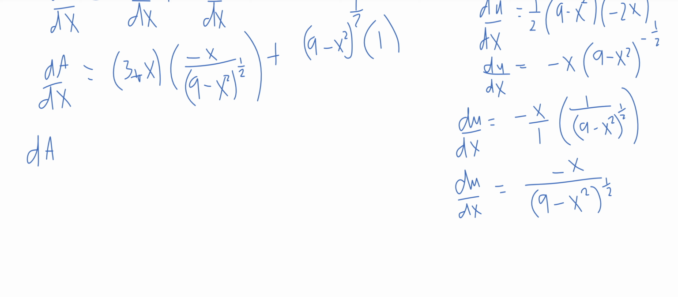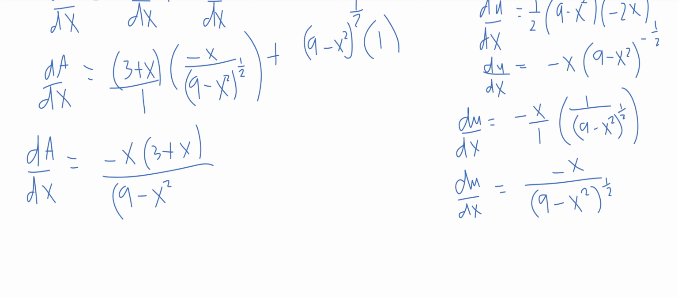So dA by dx equals, I'll just make that a little bit neater. Three plus x, so I'll change this to 3 plus x over 1. And then you just use the rules for multiplying fractions, top times top over bottom times bottom. So minus x times 3 plus x over 1 times 9 minus x squared to the half, plus 9 minus x squared to the half times 1, which is just 9 minus x squared to the half.